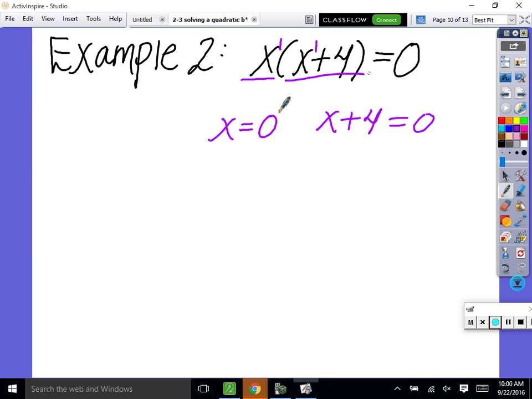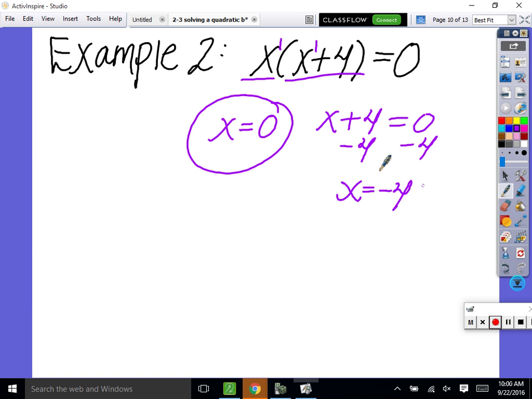So this one, we don't need to do anything. There's one of our solutions. We'd subtract 4 on this one. X is equal to -4 is a solution. So we get it's crossing at 0 and -4. Everybody good with that?